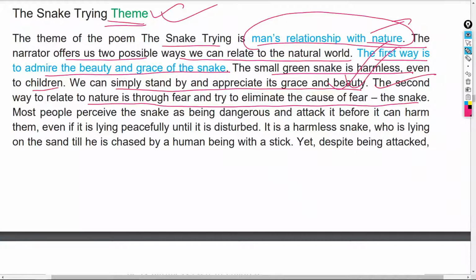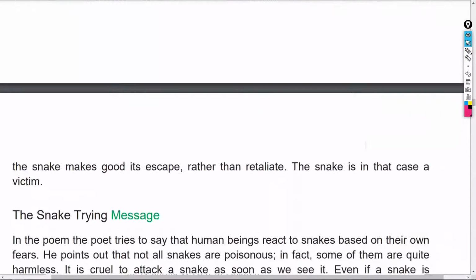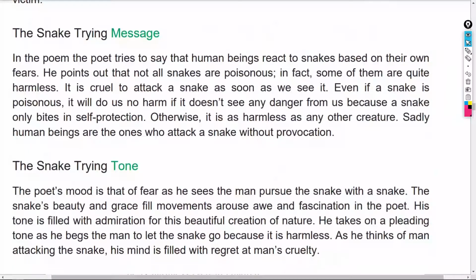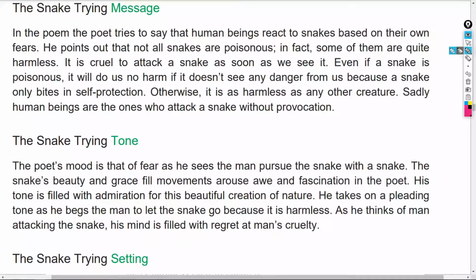तो ये दो प्रकार का मतलब क्या होता है, रिश्ता होता है. एक तो होता है admirer of beauty, appreciator of beauty, and other is the killer of the object of nature, thinking that it is very harmful. तो अभी हम देखते हैं my dear children, so we'll see the message of this lesson. Let us see the message.